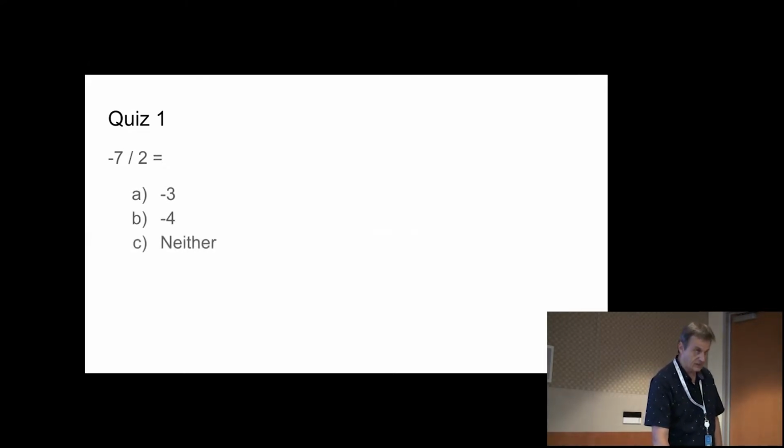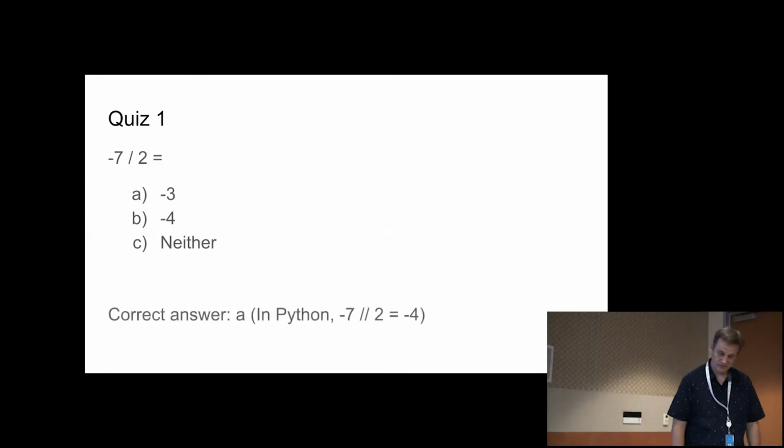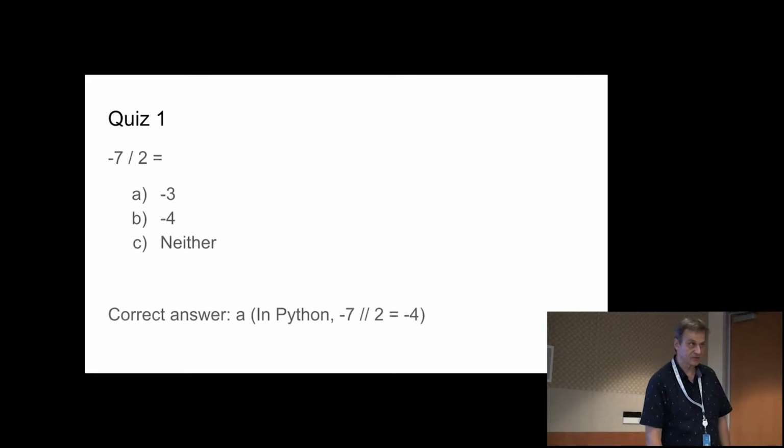Let's start with the quiz. So if I do -7 divided by 2, what's the answer? Is it A, -3, B, -4, C, neither? What do you think? Who says A? That sounds good. And what about B? No takers for B? Well, the correct answer is A.